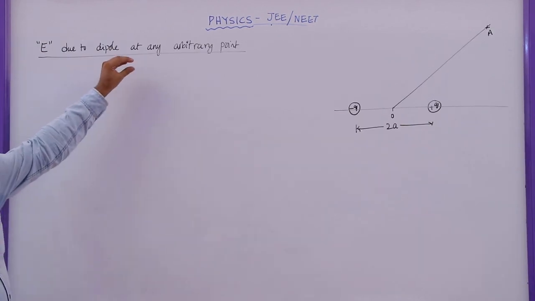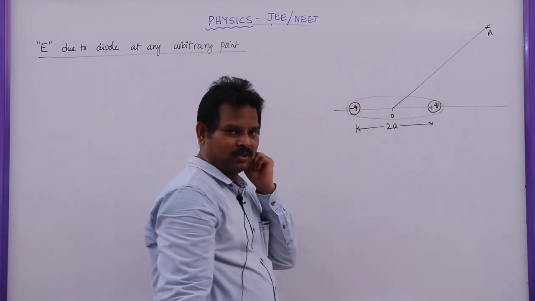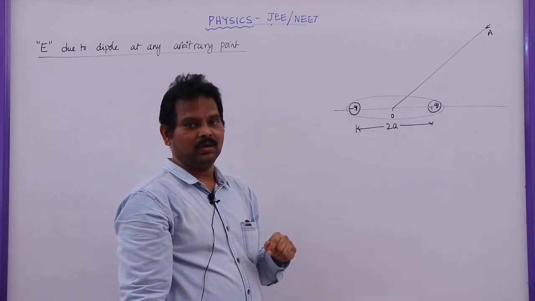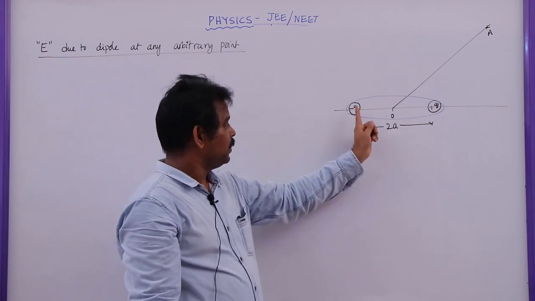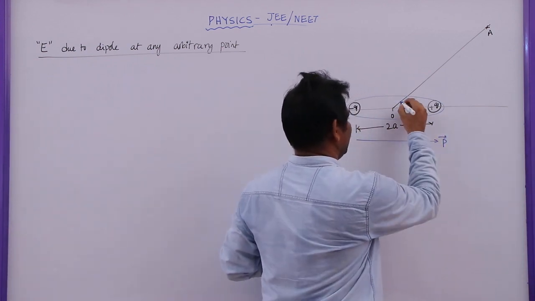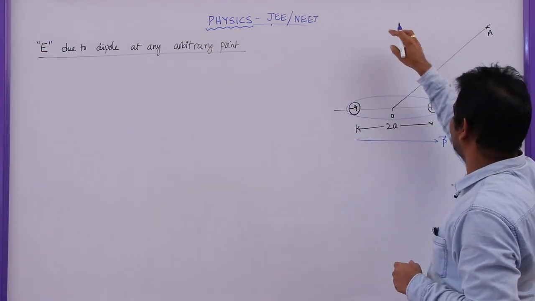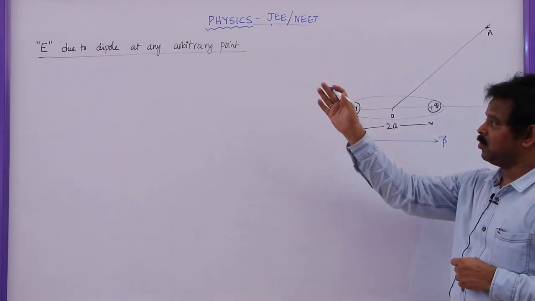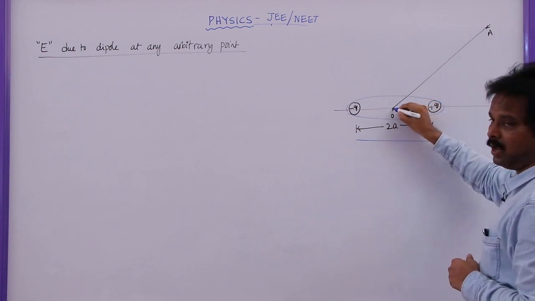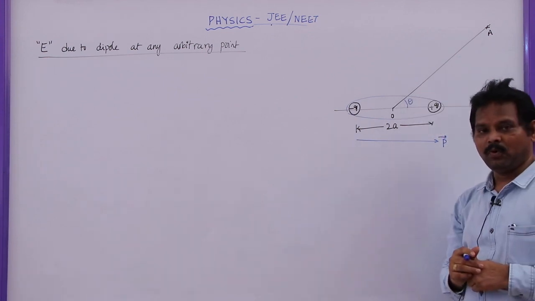Electric field due to a dipole at any arbitrary point. So I have taken a dipole here with charges minus q and plus q, with the distance of separation between these two being 2a, and we know that the dipole moment always acts from the negative charge to the positive charge. So this is the direction of the dipole moment. Let us say I wish to find the electric field neither on the axial line nor on the equatorial line, but somewhere in between these two. That's why I am calling it an arbitrary point. If you join this point A with the center of the dipole O, this line makes some angle theta with the dipole moment.